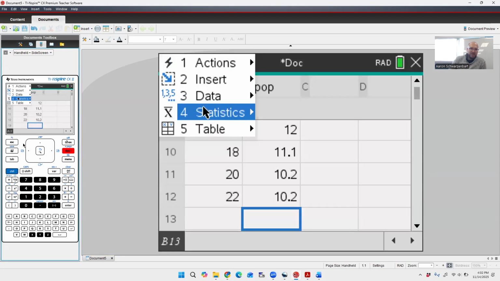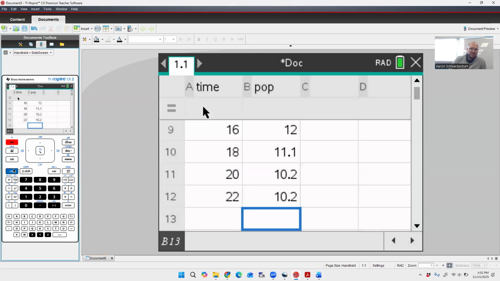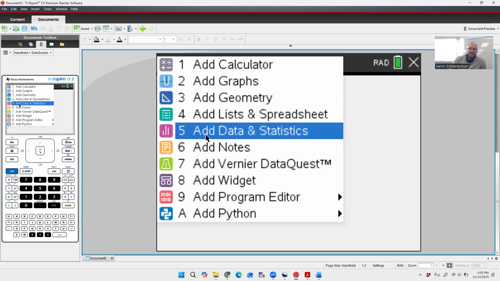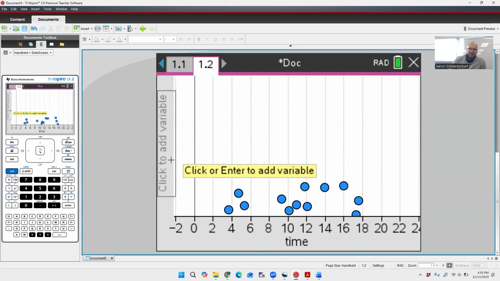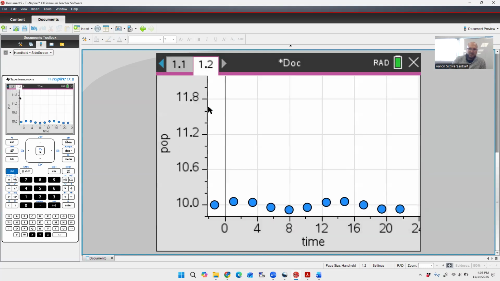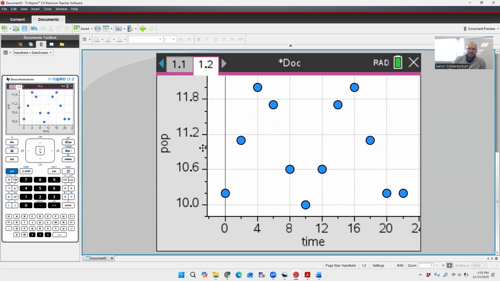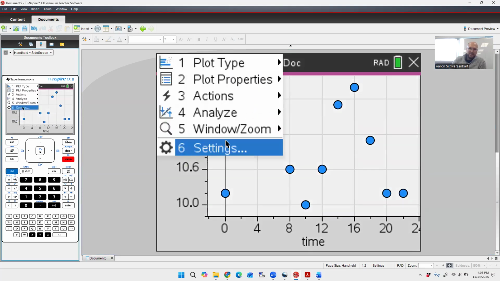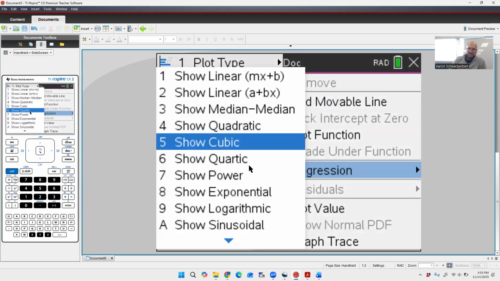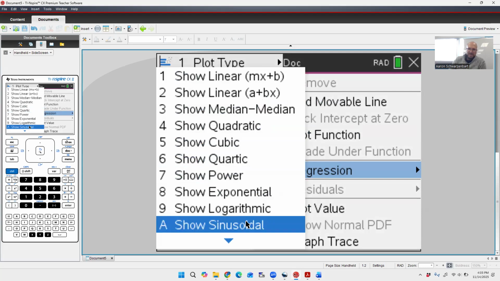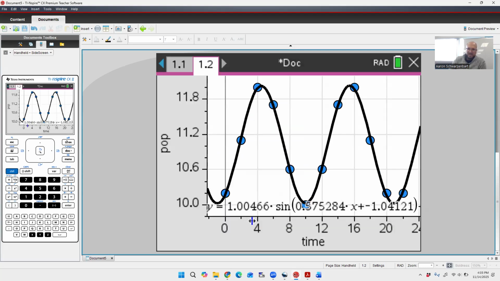I need to add a page. Okay, I need to escape that. Data and statistics. We'll do time, population. It definitely looks to be oscillating. Menu, analyze, regression, show sinusoidal. And this becomes my sine function.